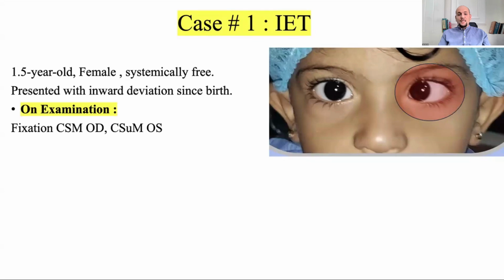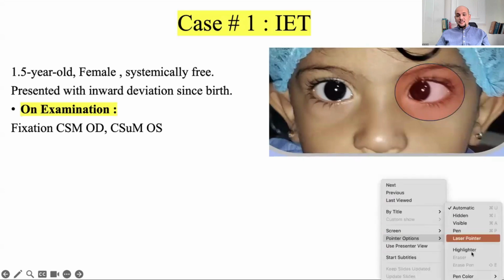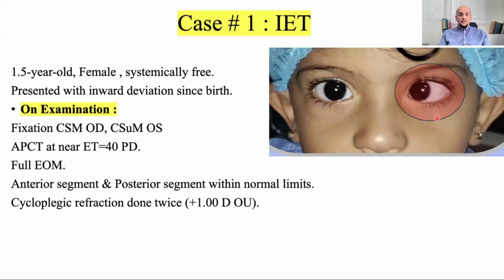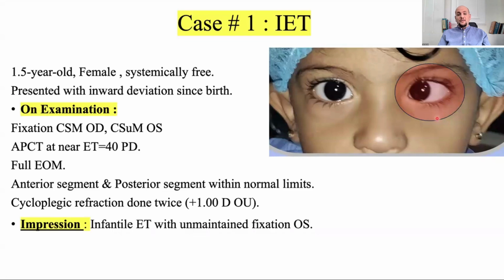First case, this is a 1.5-year-old female presented with inward deviation since birth. On examination, she had central steady maintained fixation in the right eye and central steady unmaintained fixation in the left eye. And you can see here that the patient had left esotropia. Alternate prism cover test at near, esotropia equals 40 prism diopter. Full extraocular motility, anterior and posterior segment normal. Cycloplegic refraction repeated on 2 visits, and on both visits it was only +1 diopter sphere, which is not significant for a 1.5-year-old child. So impression, infantile esotropia with unmaintained fixation in the left eye.